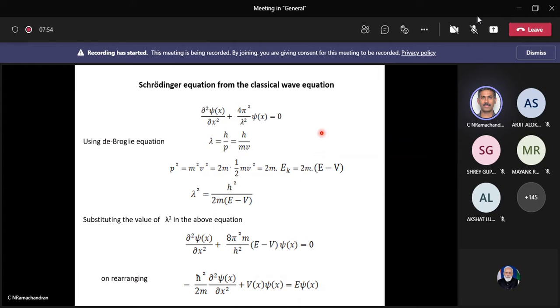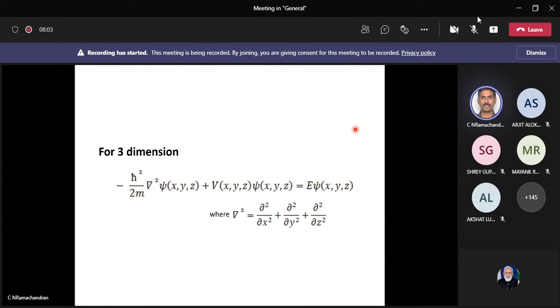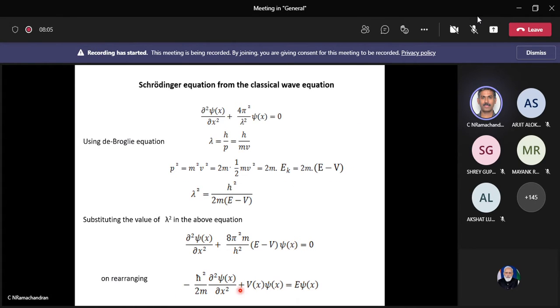So time independent Schrodinger equation, we are just getting that from the classical wave equations, although the time dependent Schrodinger equation is the more fundamental one. And this is for the one-dimensional case: minus h cross square by 2m d square by dx square psi of x plus V of x psi of x equal to E psi of x.